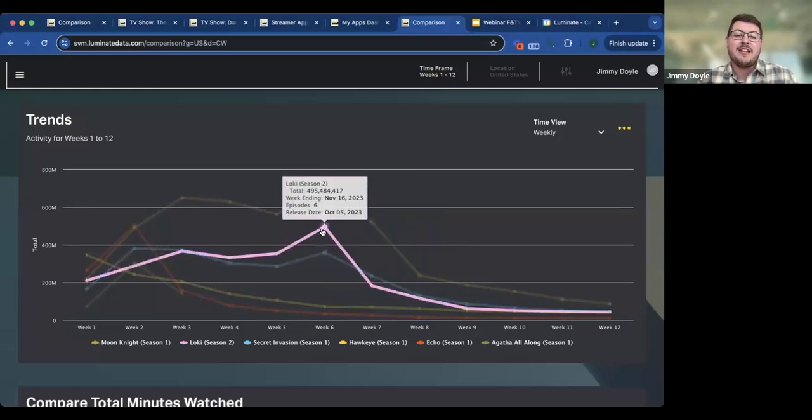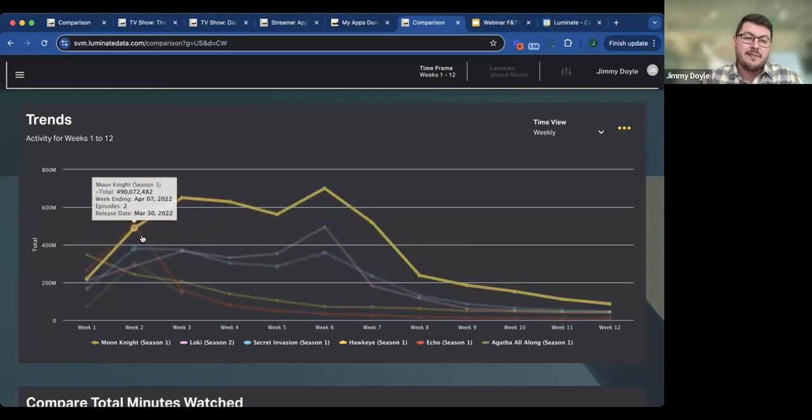You'll see actually really nice completion for a lot of the Marvel shows. People who are watching them largely are getting through them. It's not something where we're seeing a ton of drop off on each show. So that's something that's positive too. You see that with Loki, big increase by the end of that second season.